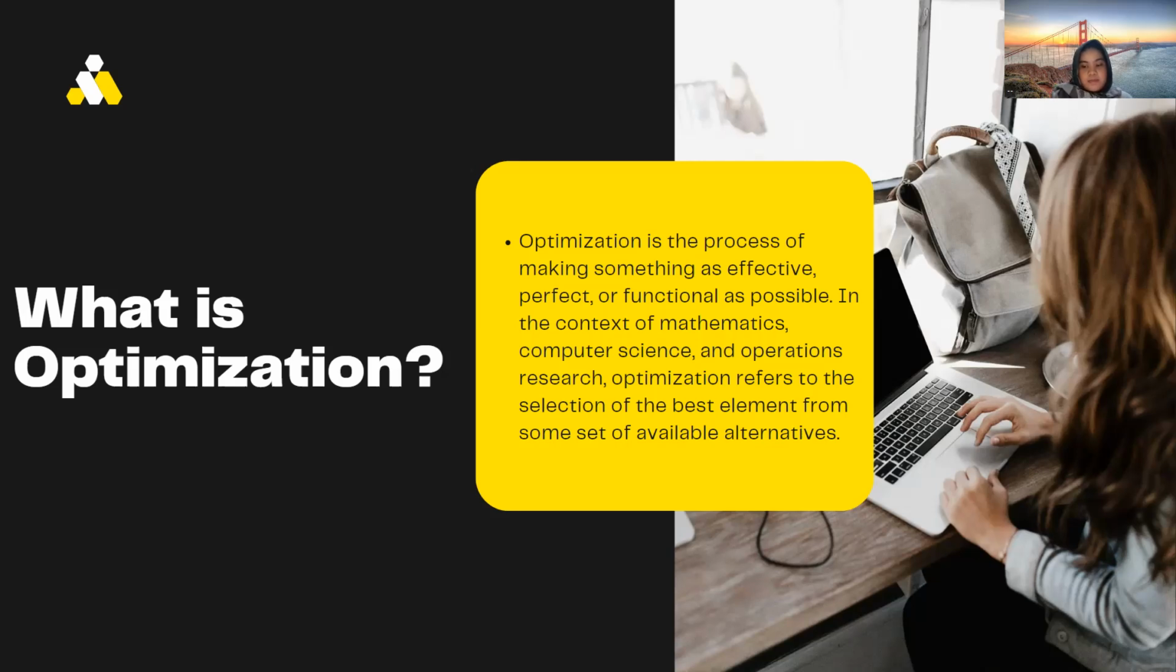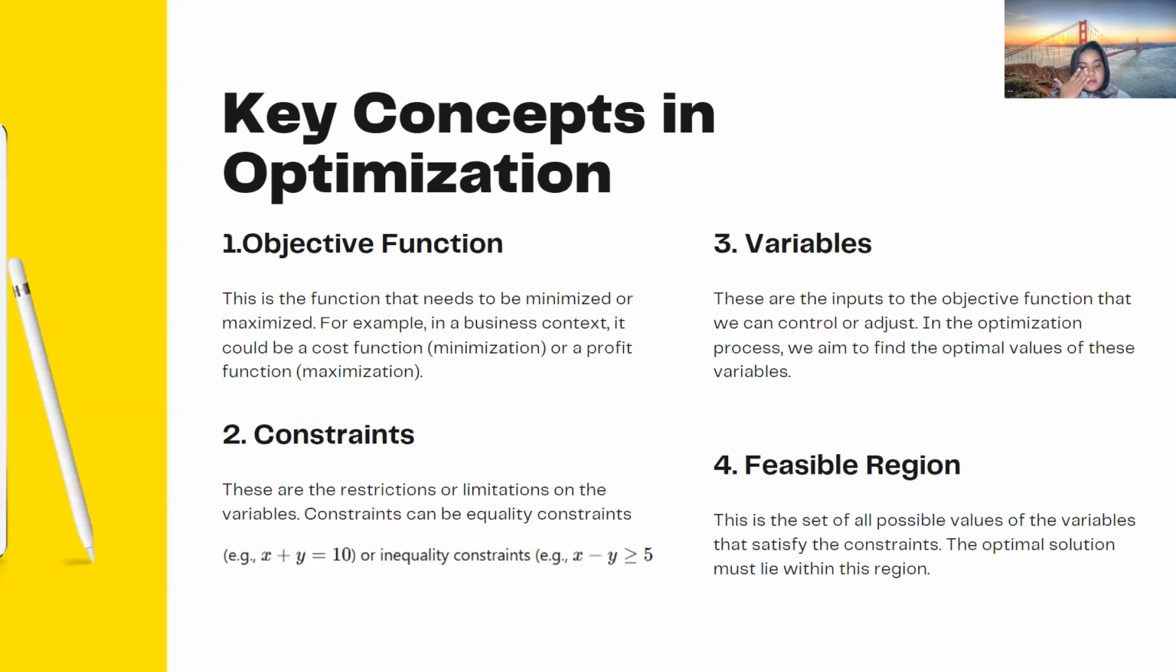In a more general approach, an optimization problem consists of maximizing or minimizing a real function by systematically choosing input values from within an allowed set. So here, I also want to explain the key concepts in optimization.